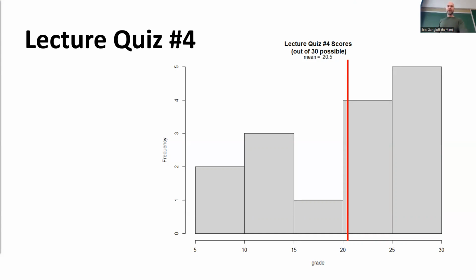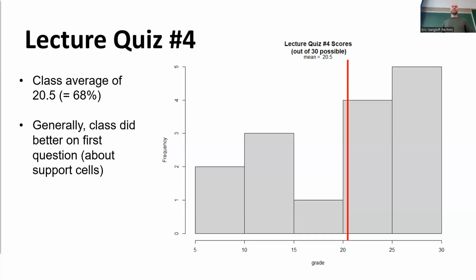You can see the class mean was a 20.5 out of 30, which is a 68%. So a little bit lower than the class's performance on previous closed book assessments anyway. What I was surprised with was generally you did better on the first question as opposed to the second question. And I actually wanted to talk a little bit more about that, but I'm going to hold off on talking about that just yet. But I was surprised, actually. When I put this quiz together, I thought you would do better on that second question for sure. So that's good information for me.